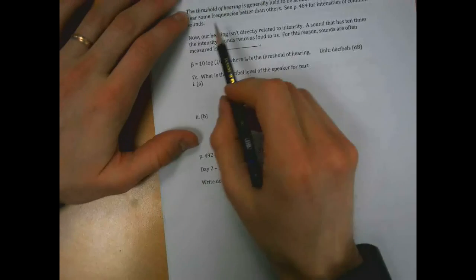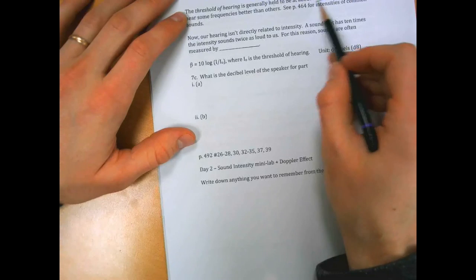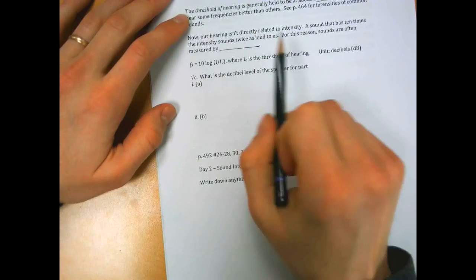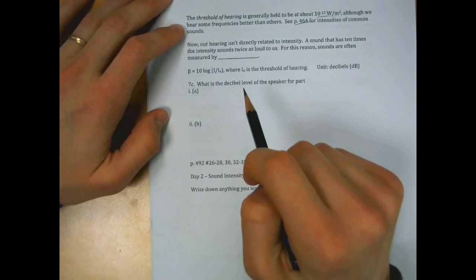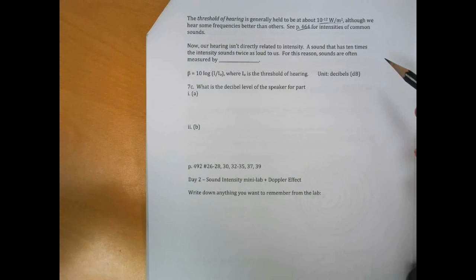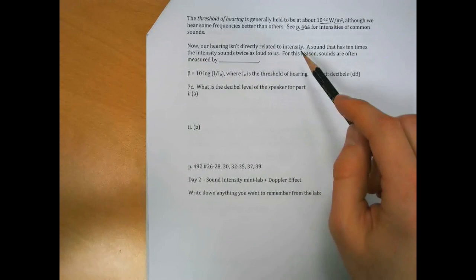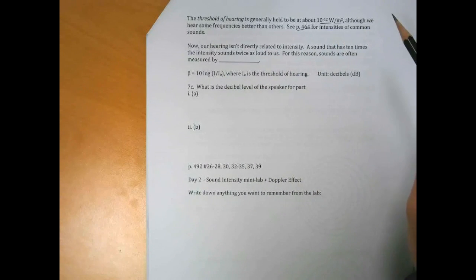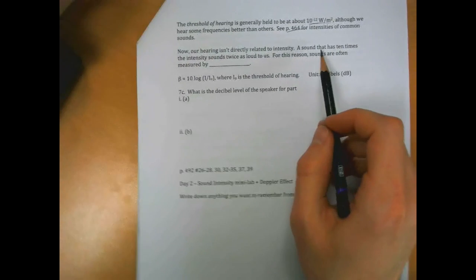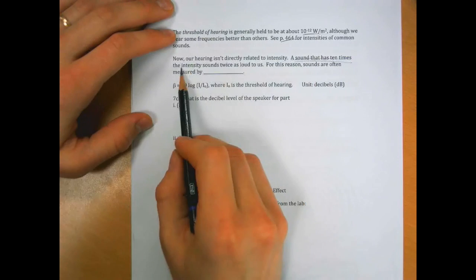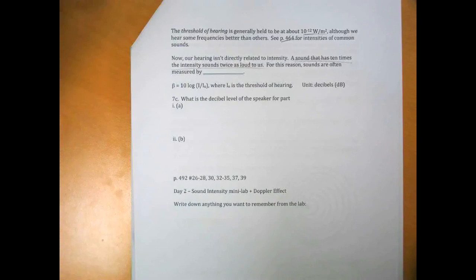The threshold of hearing is generally held to be about 10 to the minus 12th watts per meter squared, although we hear some frequencies better than others, which we'll talk more about on another day. On page 464, there's a table of intensities of some common sounds. You can look at that to get an idea of how intensity works. Our hearing is caused by intensity, but it's not exactly proportional to intensity. A sound that has 10 times the intensity actually sounds twice as loud to us, not 10 times as loud.